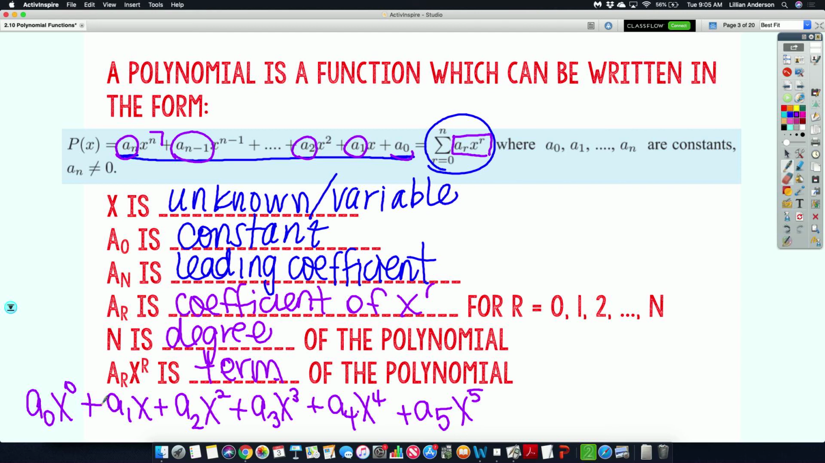If I start at 0, this is when r is equal to 0. The next one will be 1. The next one after that, 2, 3, 4, 5, all the way up to n. N would be that largest exponent, which represents the degree. Okay? Questions?